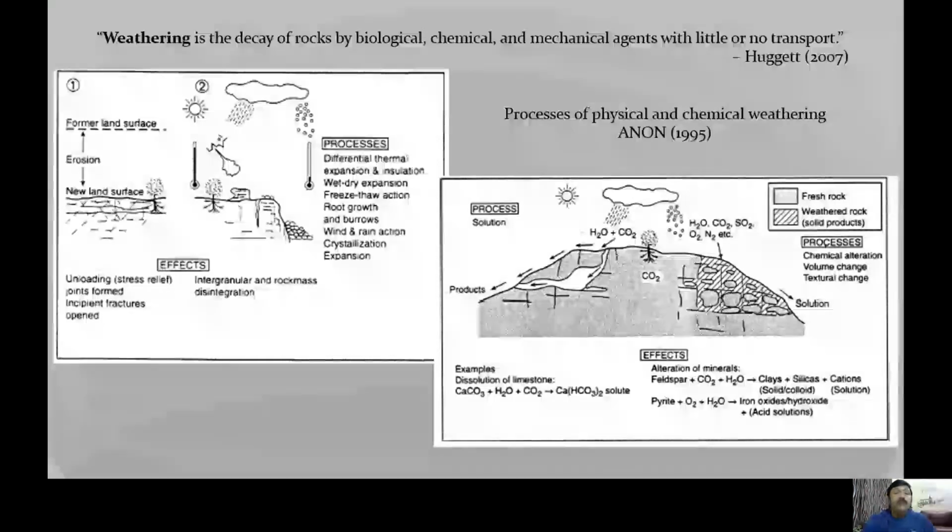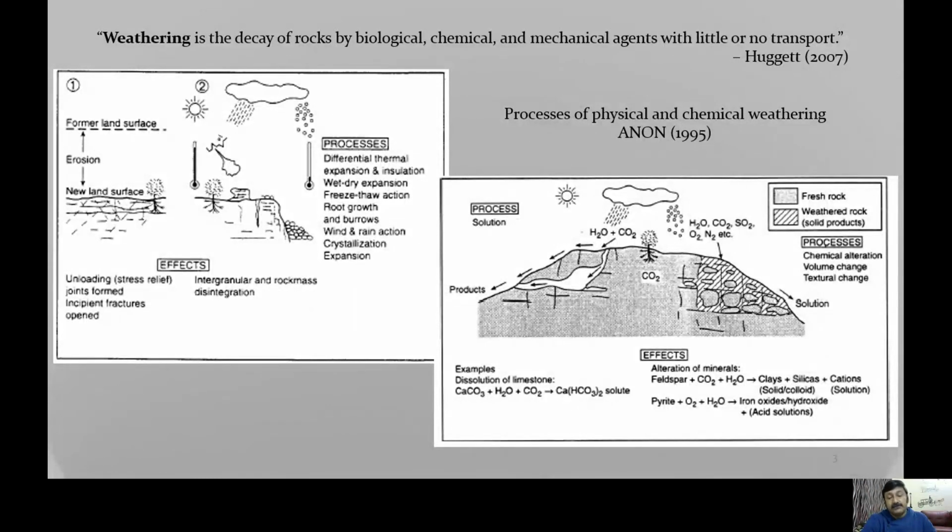So if it is a purely physical weathering process, it involves processes like thermal expansion and contraction, wetting and drying, freezing and thawing. All these things are involved in the physical weathering process, and when it is purely a physical weathering process, we can expect disintegration of the rock materials without any chemical change or any chemical alteration of the constituent minerals of the rocks.